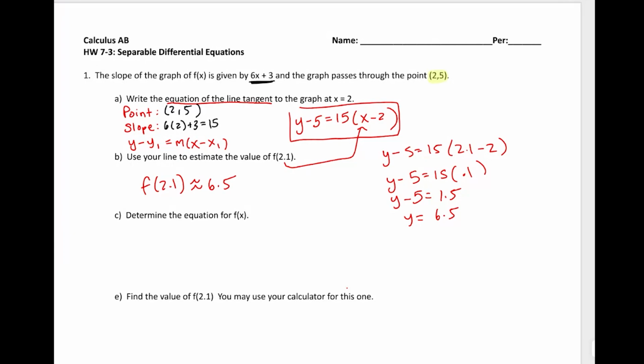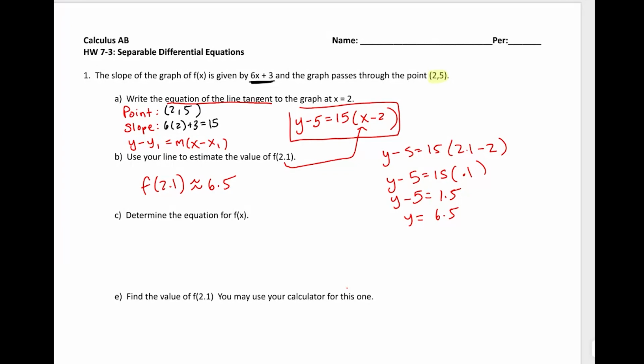Part C says determine the equation for f of x. So this is where we're actually going to find y, and we're going to do that by going through the process that we talked about in the notes. First, we'll try to separate our x's and our y's, then we'll integrate both sides, figure out what the c is, and we'll be able to write our equation.